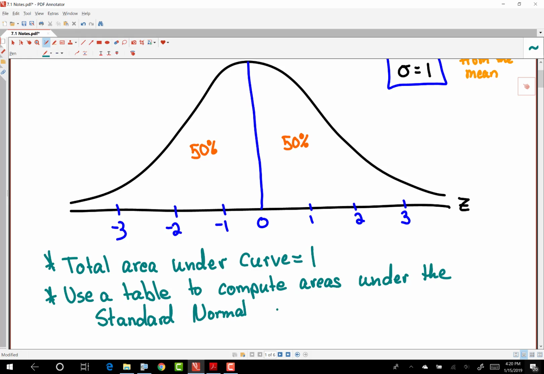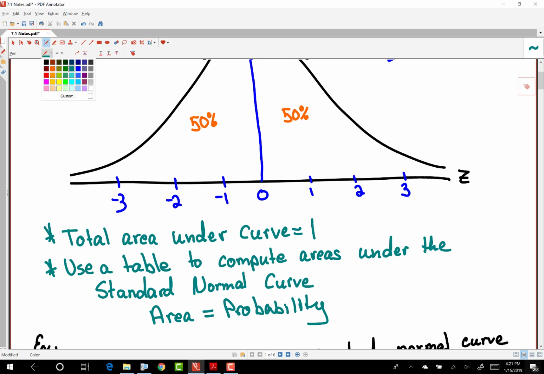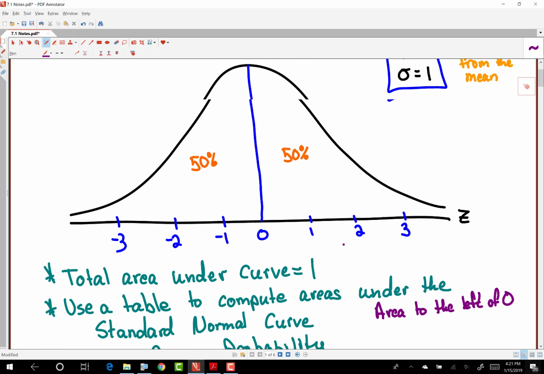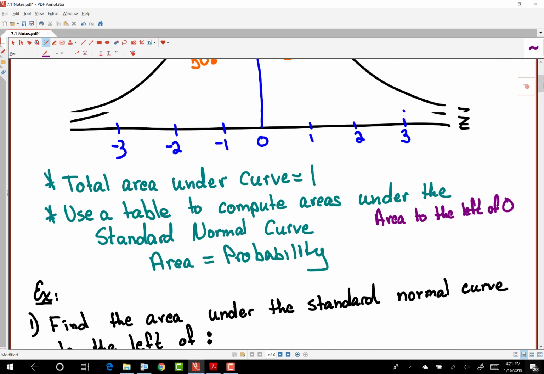Now the reason we want to compute areas is because when you calculate an area, it's equivalent to finding the probability. So, for example, if we wanted to find the area to the left of 0, we know that's 50% because that's right where the standard normal curve is split in half. It's going to be 50%, but that's equivalent to finding the probability that your z-value is less than 0. And so that area to the left is the same thing as the probability.